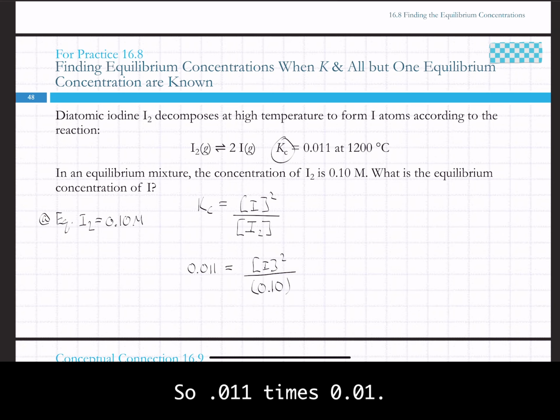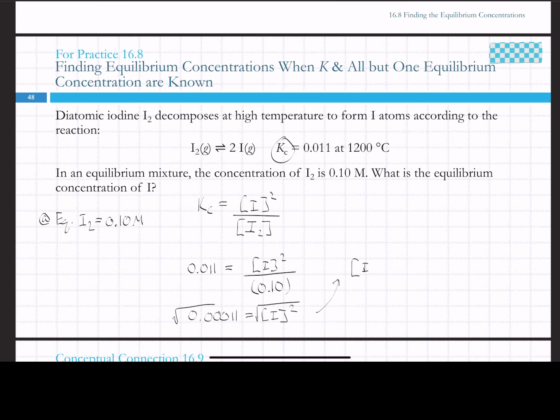So 0.011 times 0.01. Square root everything. And this should be 2 sig figs.